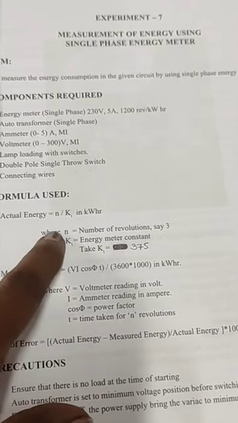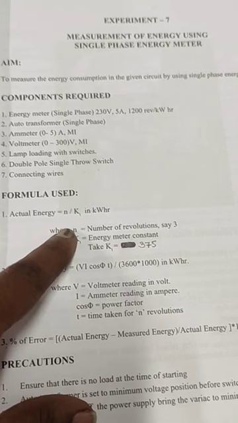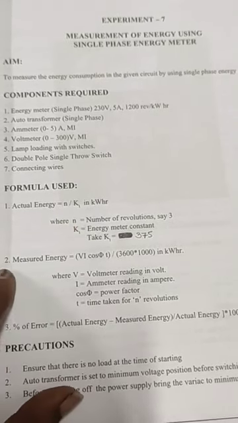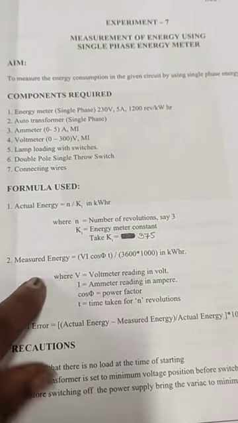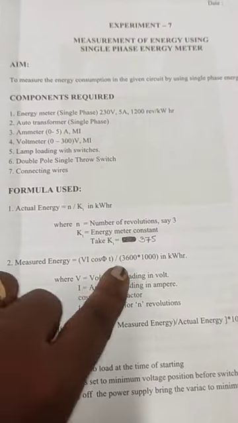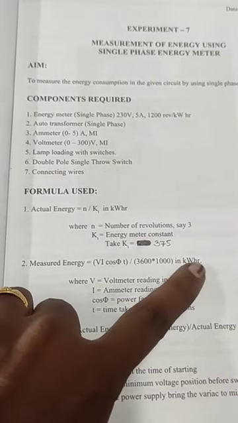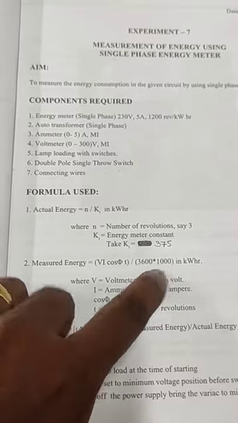This same 375 we have introduced as the energy meter constant value. It is a constant, but if you want to change it, you can change n, the number of revolutions, as required. Now the formula for the measured energy is VI cos phi into T by 3600 into 1000. It is a kilowatt hour value.